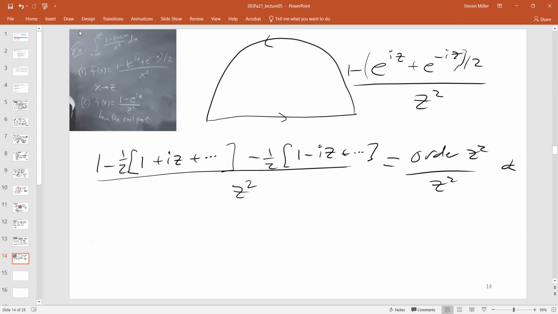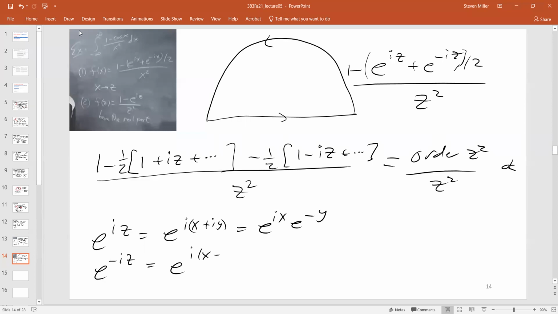So when we look at it like this, everything is fine. However, if you look at e to the iz, e to the iz is e to the i(x plus iy). This is e to the ix, e to the minus y. e to the minus iz is e to the minus i(x plus iy), which is going to be e to the minus ix, e to the y. So if I look at what's going on in the upper half plane, the part of the semicircle, e to the iz, is that growing or decaying?